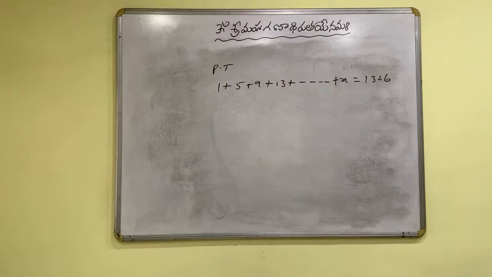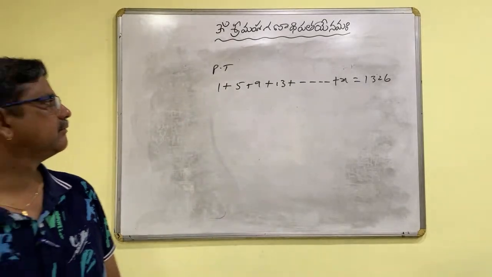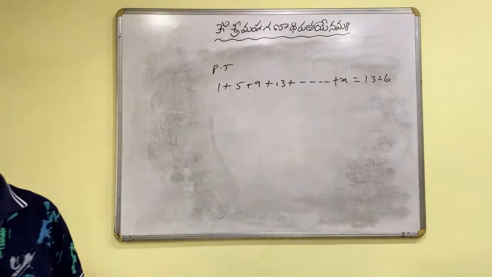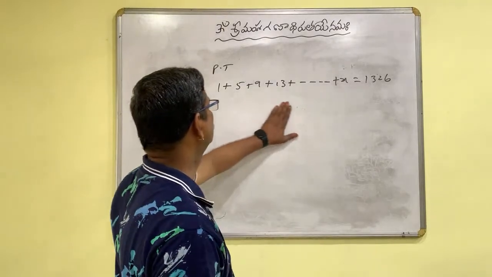We know Sn, correct? We know A, D, Sn. We also know AN, but we don't know N. We don't know N also. So what to do now?